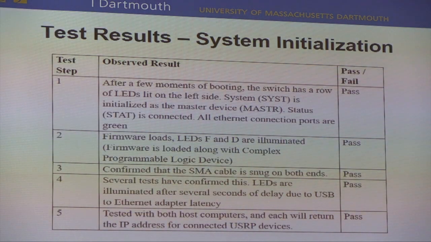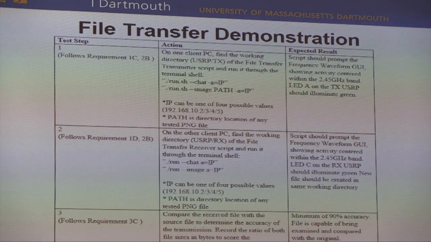We essentially just ran through it. We checked connections, made sure everything was connected properly, and once it was, we could use the UHD find devices command, and that command would output any USRP devices that were connected to the system. Following that, we started to work on software and file transfer.